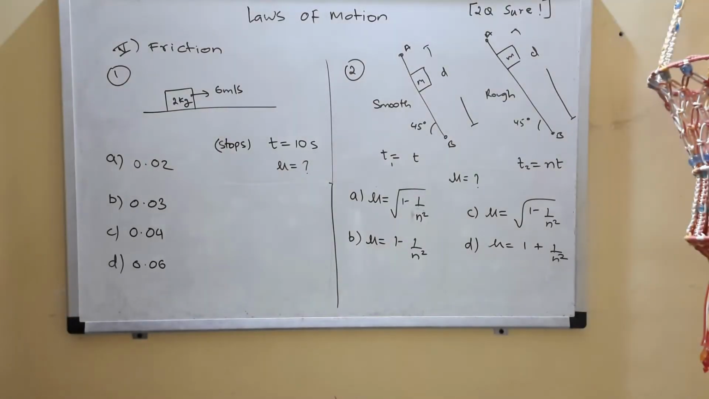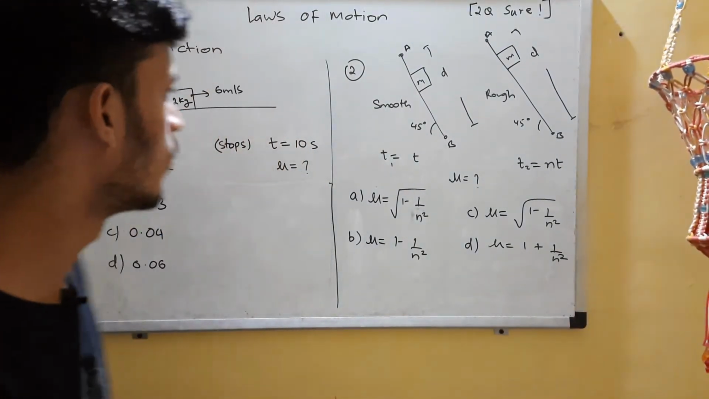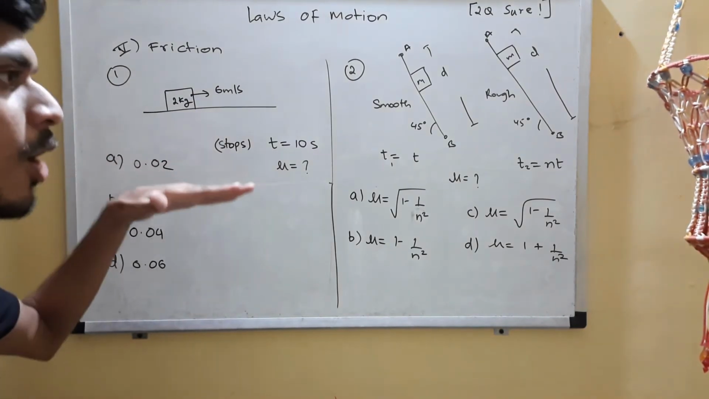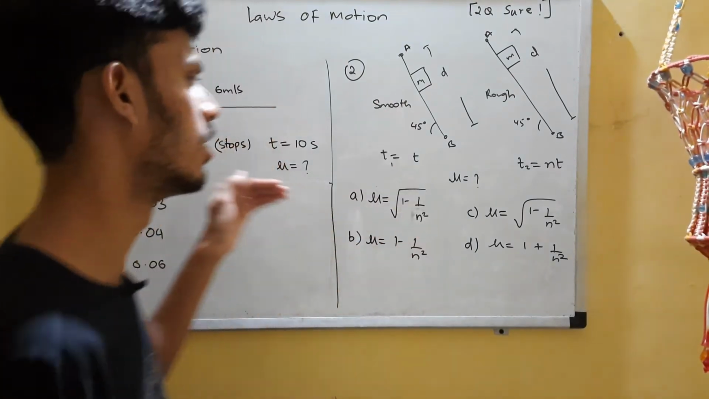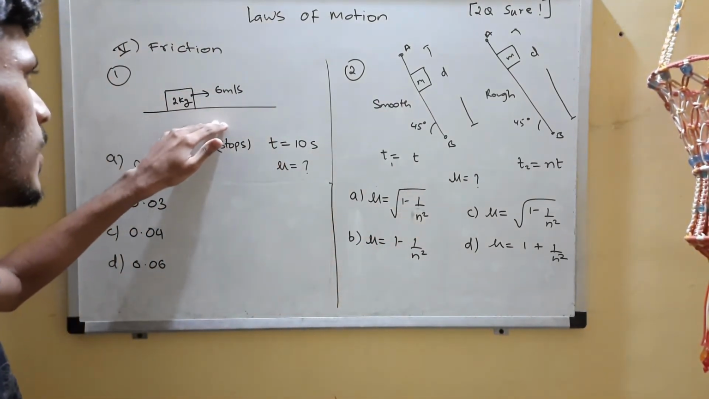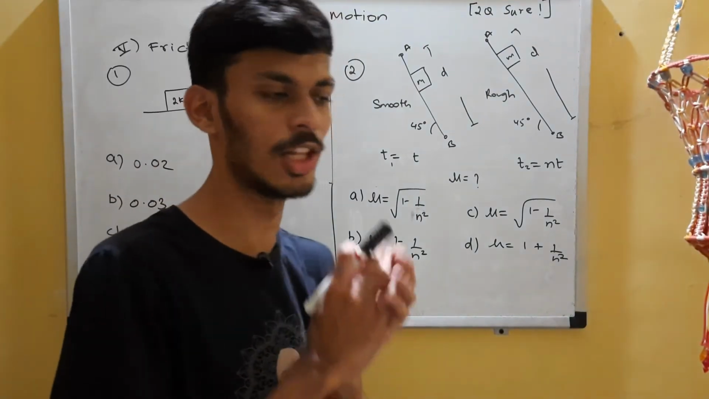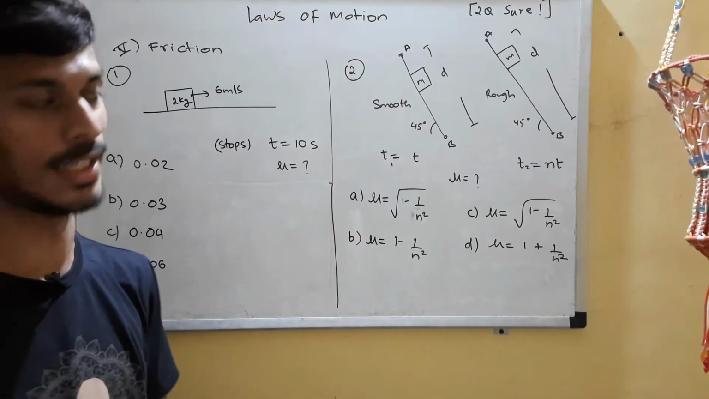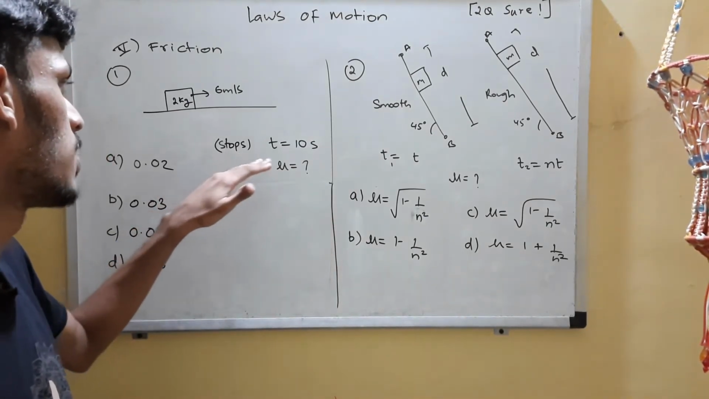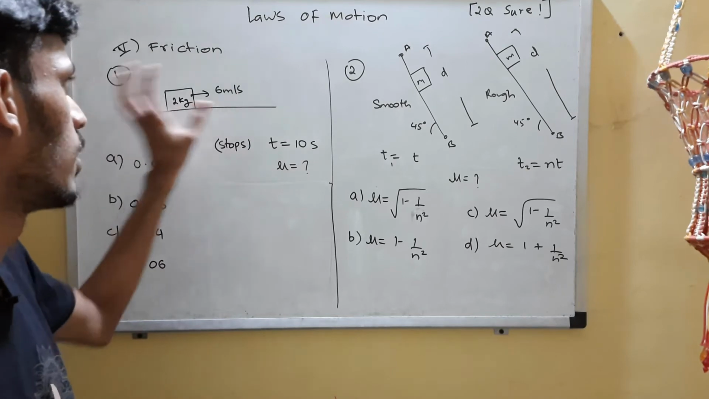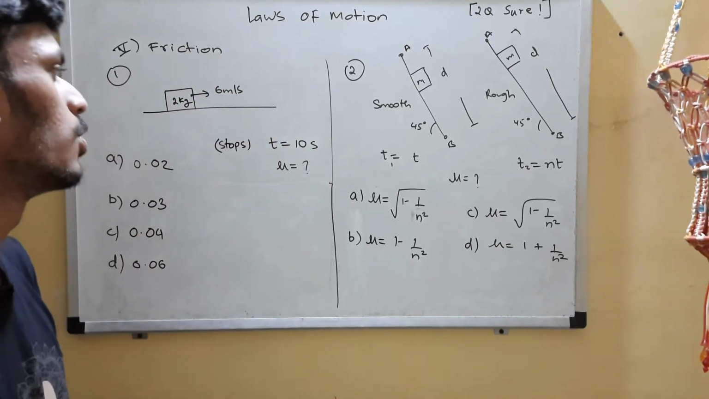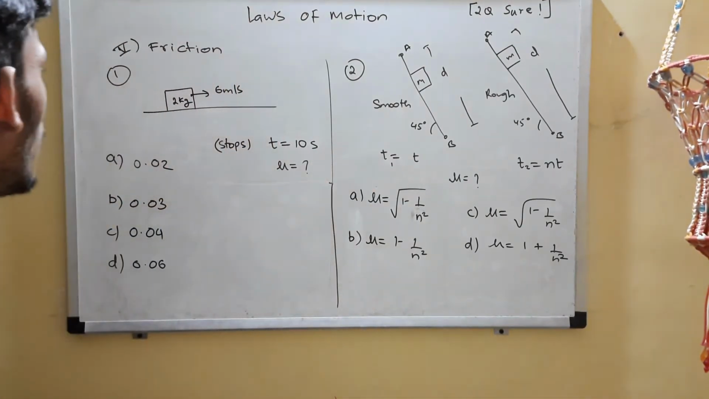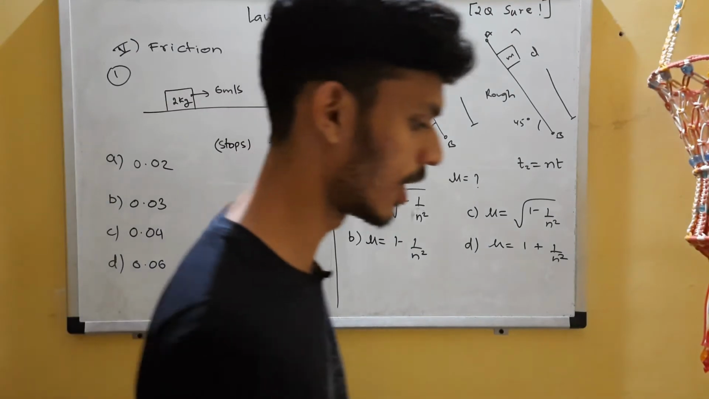So our next topic is friction. Here are two questions based on friction. Let's see the first one. We have a block of mass 2 kg placed on a rough horizontal plane. As you can see, it is initially moving with a velocity of 6 meters per second. Due to the frictional force, it will eventually come to rest, and it stops after 10 seconds. You are supposed to find the coefficient of friction mu of the surface.